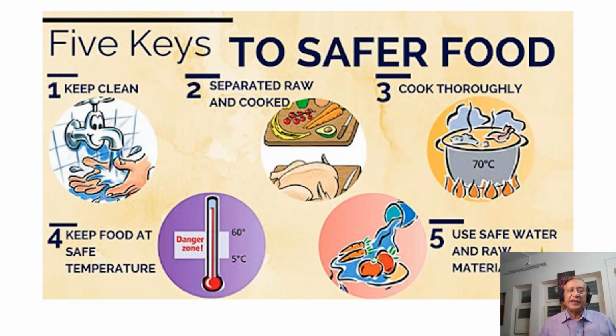However, if the item is to be stored, then firstly do not store, but in case it has to be stored, the storage should be either at more than 60 degrees centigrade, or below 5 degrees centigrade, that is in a fridge or on ice. And after the item has been stored, even if it has been stored at a safe temperature, it is always prudent to reheat this item to 70 degrees centigrade before it is eaten again. And fifthly is use safe water and safe raw materials. That involves the entire food chain.